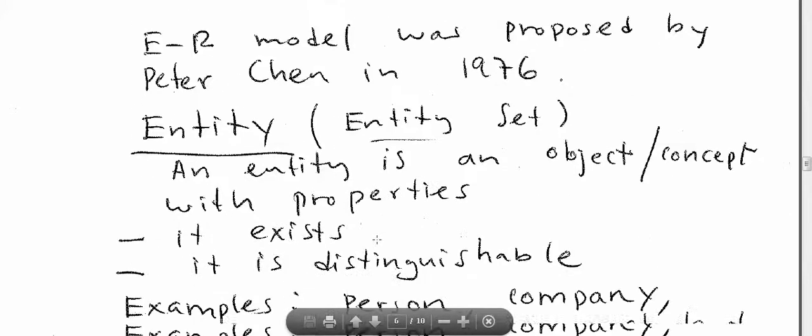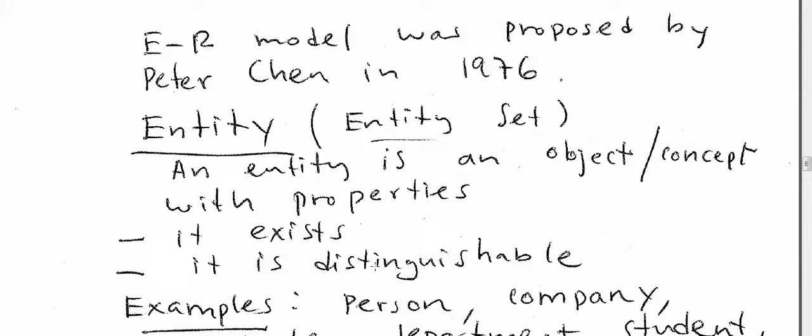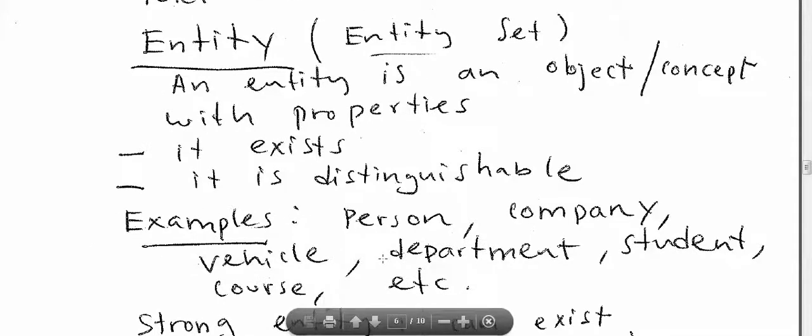One of the main concepts is entity or an entity set, which is basically an object or a concept that has some properties and that we can distinguish in the system. For example, in exercise 2.5, musicians will be an entity. It's an object that will have some attributes, some properties, like for example a name, a social security number, maybe a salary, and so on. Other examples include person, company, car, department, students, and so on.